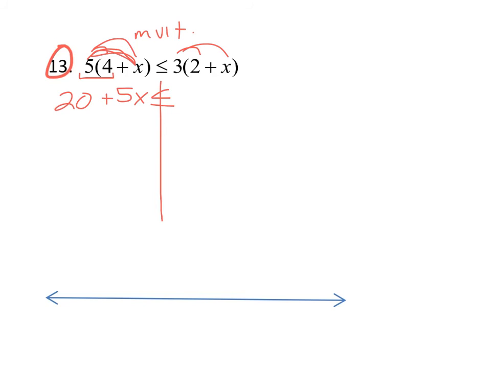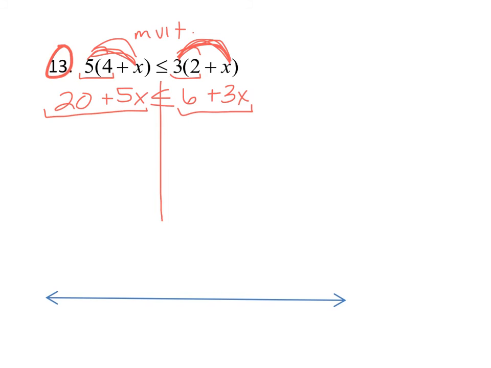Is less than or equal to. And then over here, 3 times 2 is 6. And then don't forget to take that to the other number inside as well. So 3 times positive x is positive 3x. Okay, so now if we look at each side individually, 20 plus 5x here, I cannot combine those two. And then 6 plus 3x on the other side, I cannot combine those two.